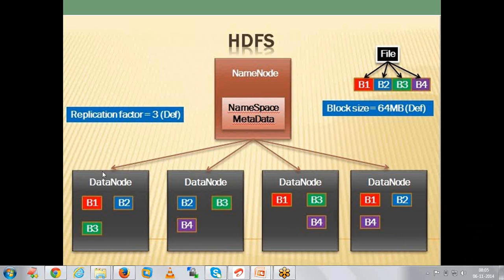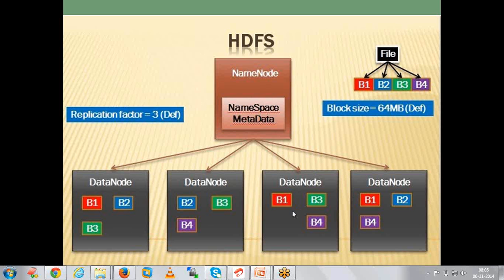Suppose the first machine has failed. Suppose the first data node has failed, and this machine had three blocks, B1, B2, B3. These three blocks will be on some other machines. B1 is here, B2 is in this machine, and B3 is in this machine. So if one data node fails, while any client or user is interacting with the data, we will automatically fetch the data from the other data node. So by using the replication factor, we avoid data loss. This is the basic overview of block size and replication factor.